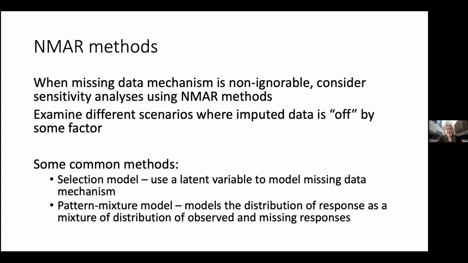All right, finally, not missing at random methods. So when we have a mechanism where data are missing not at random, it's non-ignorable or informative missingness, there's not a bunch that we can do, because those missing data are what we needed, right, to make those estimates. And so what we end up having to do is sensitivity analyses.